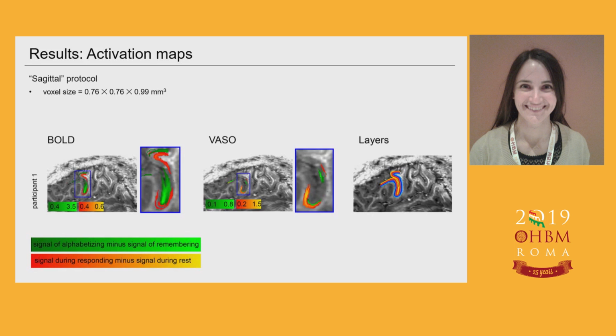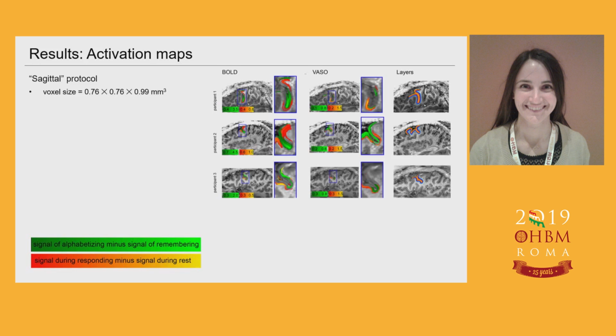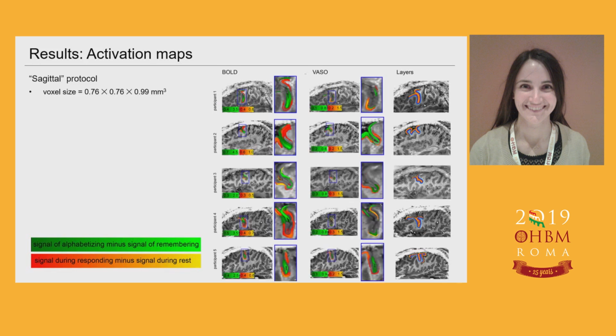So again, that's just one participant. We ran 5 people through the sagittal protocol, and you can hopefully see that even though there's some anatomical differences across subjects, we see this nice striping pattern where the green is on top of the red in pretty much everybody that we look at.